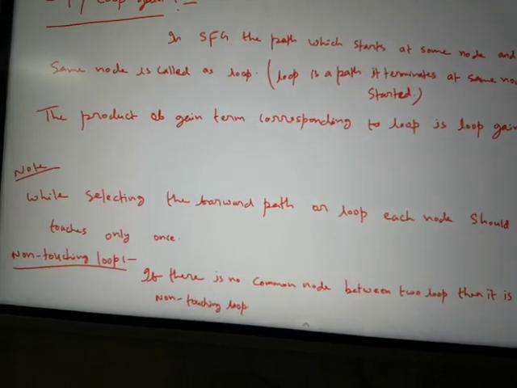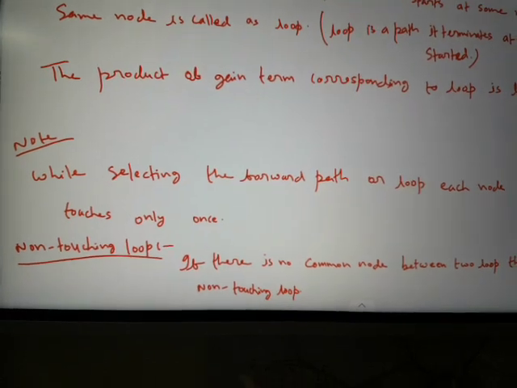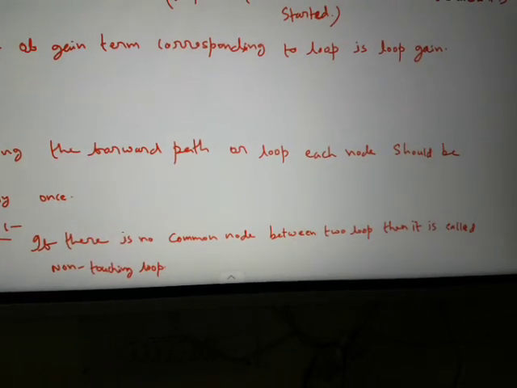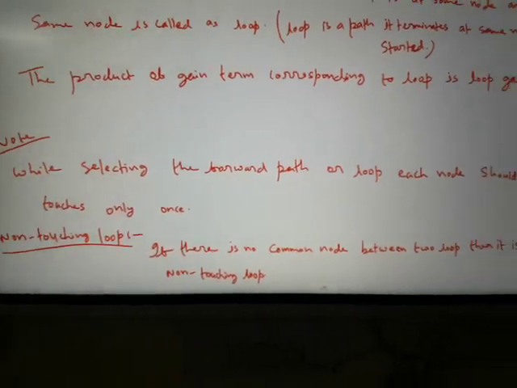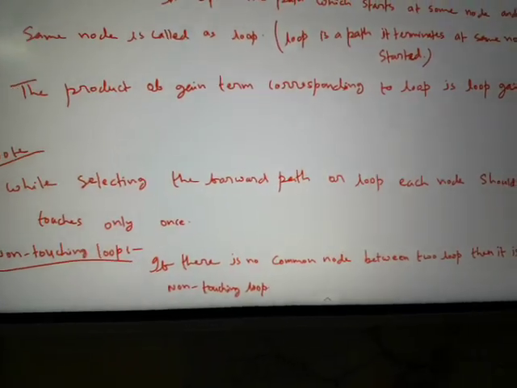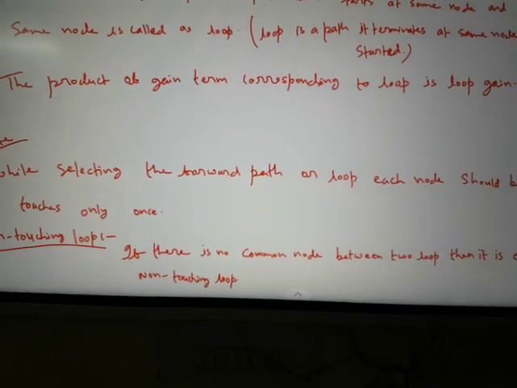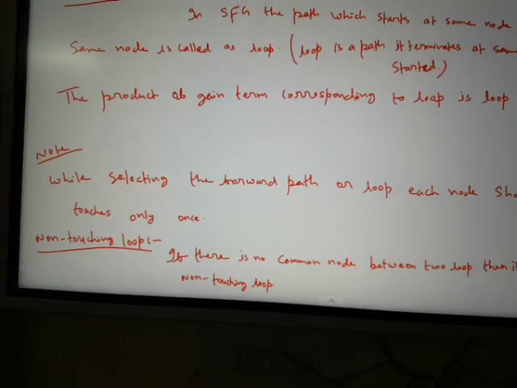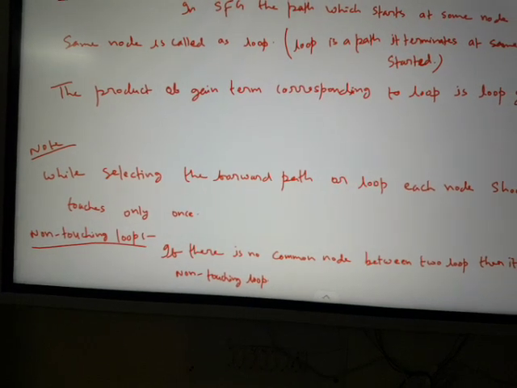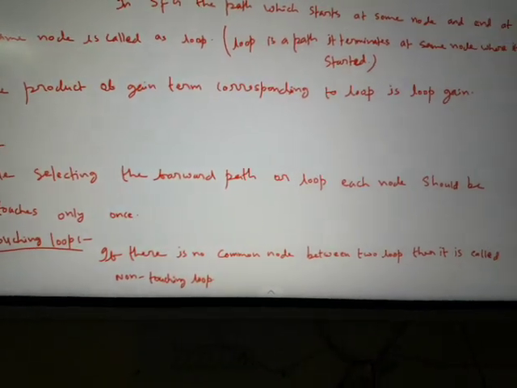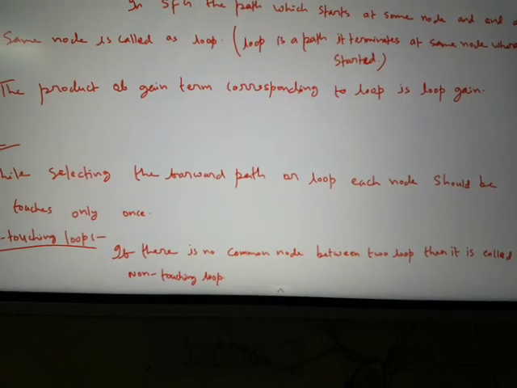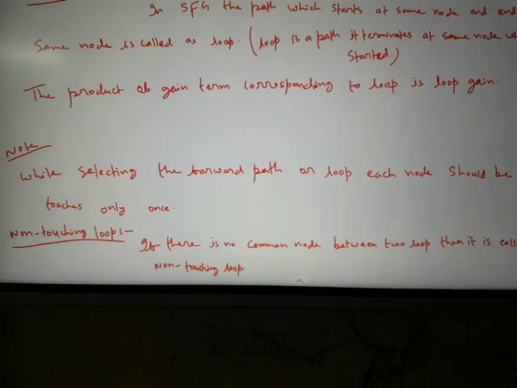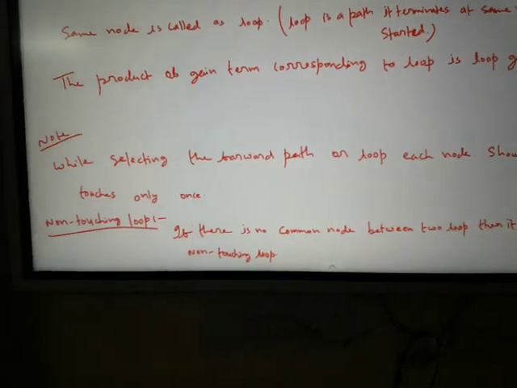We have to note that while selecting a forward path or loop, each node should be touched only once. As I already discussed for the forward path, no repeated node is allowed. So for both cases, while selecting a forward path or loop, each node should be touched only once.